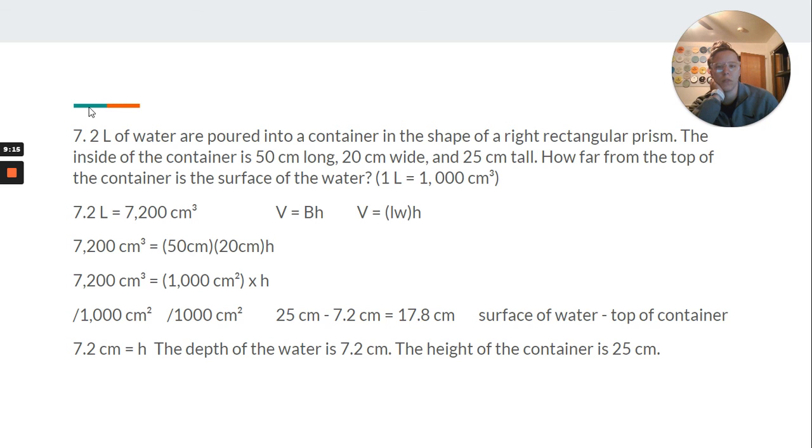Because remember, the 7.2 liters, we converted to centimeters cubed so that we could find out what the height is. So we know how long it is, we know how wide it is, so we need to find out what height fits that 7,200 centimeters cubed of water. Okay?